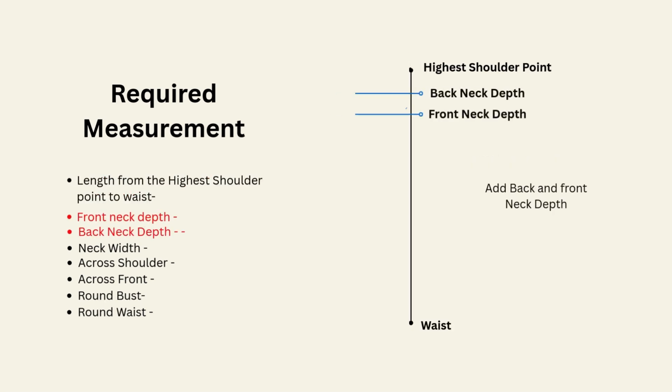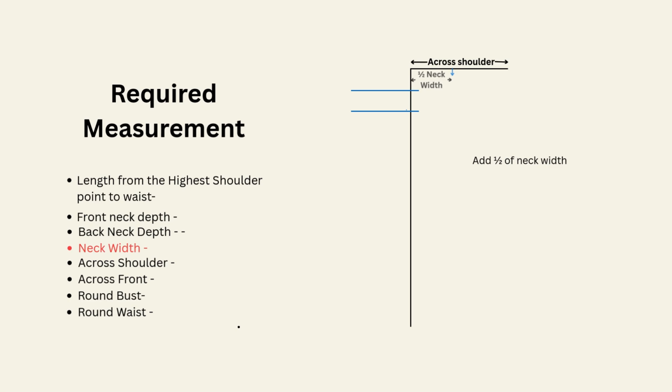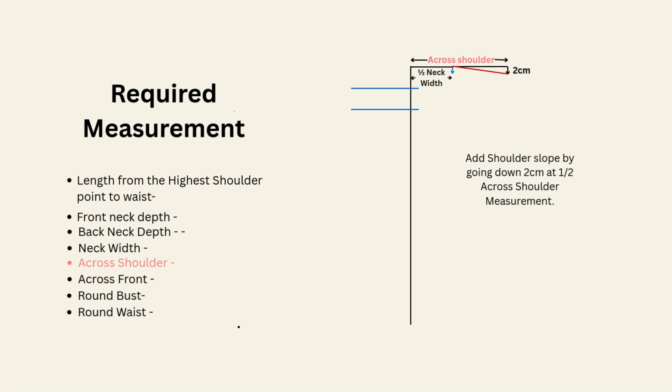On this line, add front and back neck depth. Draw a perpendicular line equal to half of the cross shoulder, and add half of the neck width. Go down by 2 centimeters and make the shoulder slope.